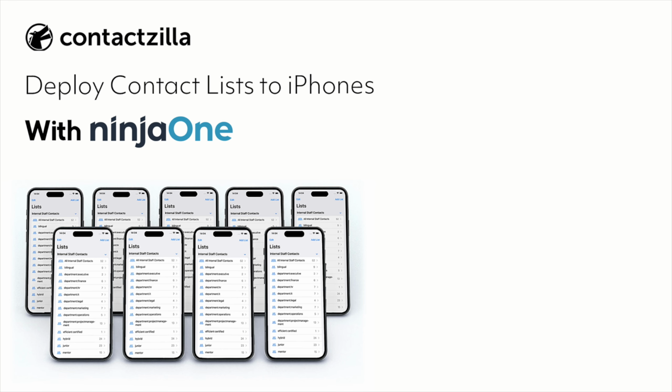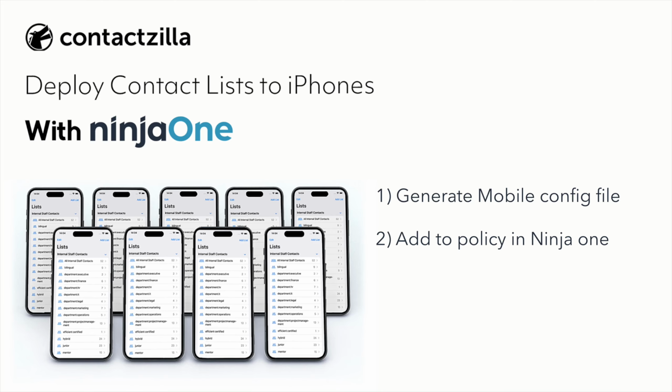Hi, today we're going to be deploying a read-only contact list to iPhones with NinjaOne MDM, and it's remarkably quick and easy to do this. NinjaOne is growing fast in popularity and it supports both iOS and Android devices, and it really does work very well with Contactzilla, our contact management platform. So the basic flow is you generate a mobile config file in Contactzilla. You add it into a NinjaOne iOS policy as a custom payload, and then you assign that policy to a location so the iPhone receives it.